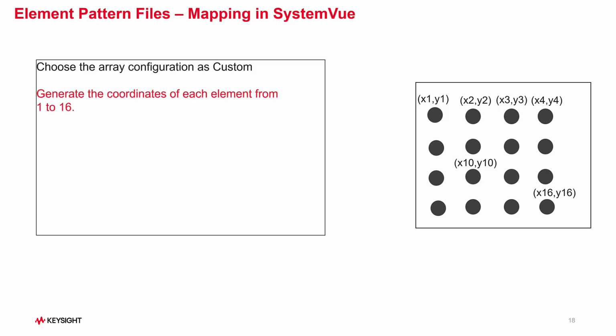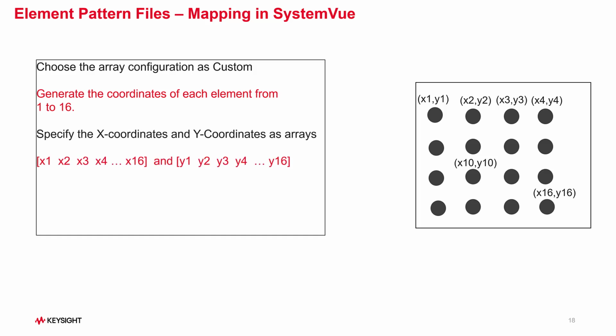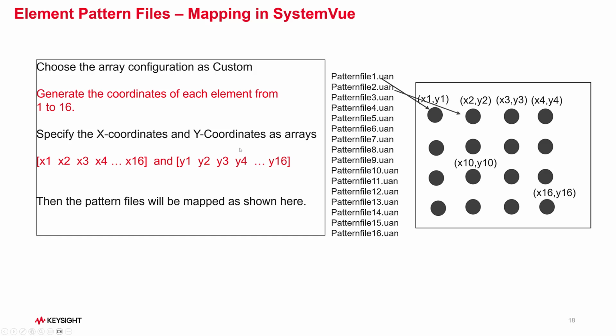So the first thing is to generate the coordinates of all the elements as they were in the electromagnetic tool and group them into arrays, an X array and a Y array, describing X1, X2, X3, etc., Y1, Y2, Y3, etc. Then the pattern files will be mapped as shown here. What it will do is that the first coordinate will be mapped to the first file in the set of files that we collected.